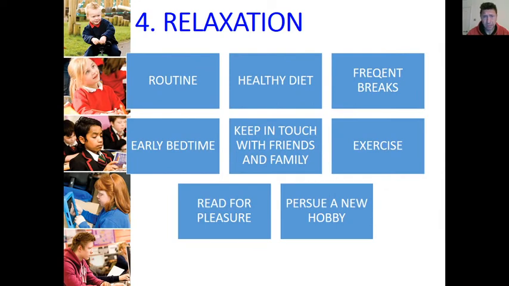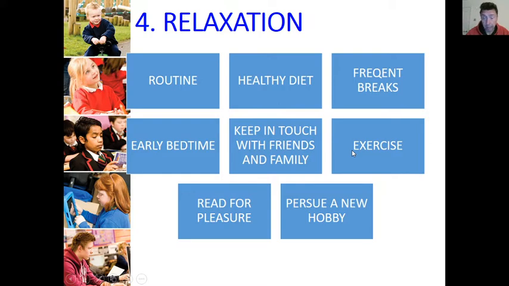Relaxation. It is so important to have a certain amount of relaxation during the day and during the week as well. So routine, healthy diet, frequent breaks, not too frequent though, early bedtime, they are so important to ensure that we are emotionally healthy and our well-being is not under any stress here. So keep in touch with friends and family, so important. Obviously online.